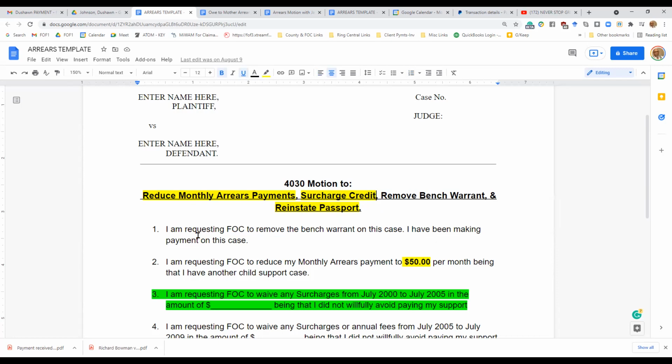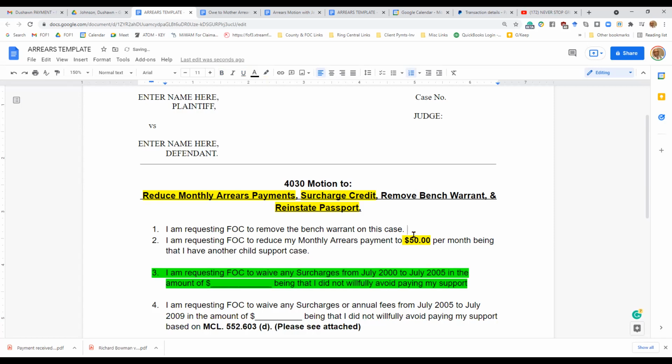FOC, I'm requesting FOC to remove the bench warrant on my case. I've been making payments on this case. And if you haven't made money on the case, hey, look, abracadabra, it's gone. So you're still asking them to remove it, okay?